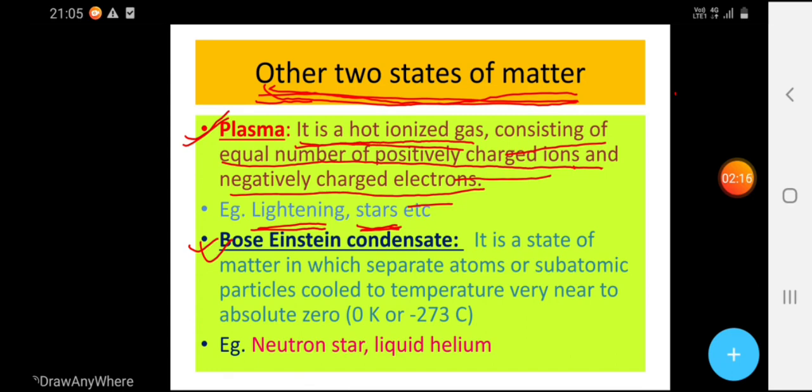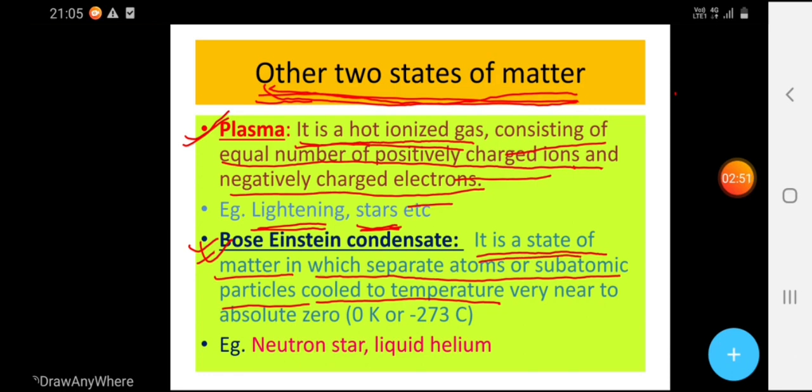Okay, next is Bose-Einstein condensate. Definition: it is a state of matter in which separate atoms or subatomic particles are cooled to a temperature. Do you know what subatomic particles are? What is an atom? An atom has electrons, protons and neutrons. Okay, so an atom can be divided into electron, proton and neutron. So these are subatomic particles.